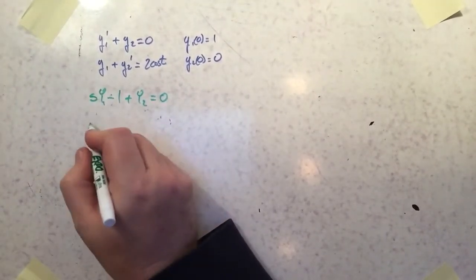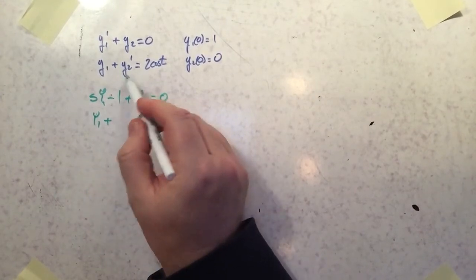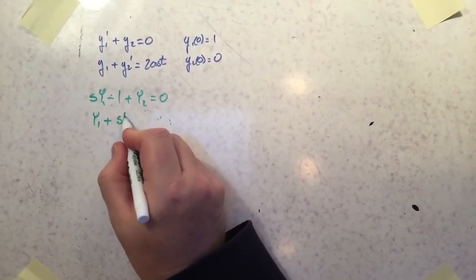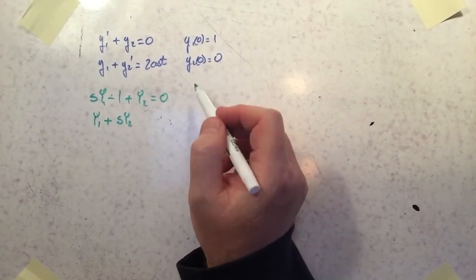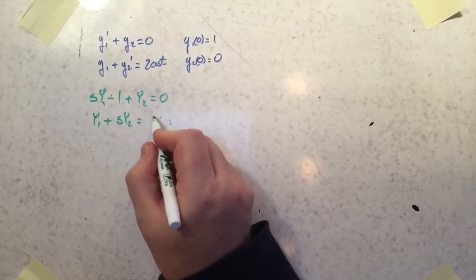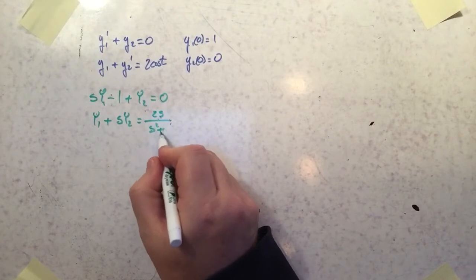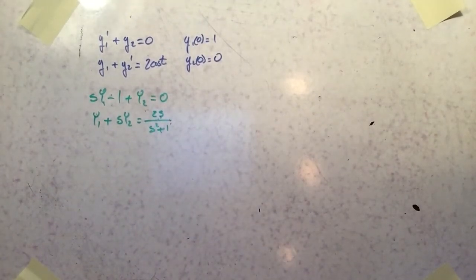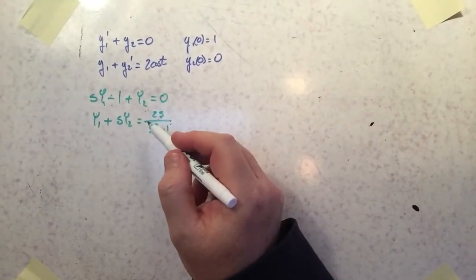Okay, now let's do the same thing to the second equation. Second equation is just going to be y1 plus, again, the Laplace transform of y2 prime is going to be s y2 minus y2 naught, which is just 0. And then that will equal the Laplace transform of 2 cosine t, which is going to be 2s over s squared plus 1. Okay, so there's our system. This is what we need to solve. So let me rewrite it.